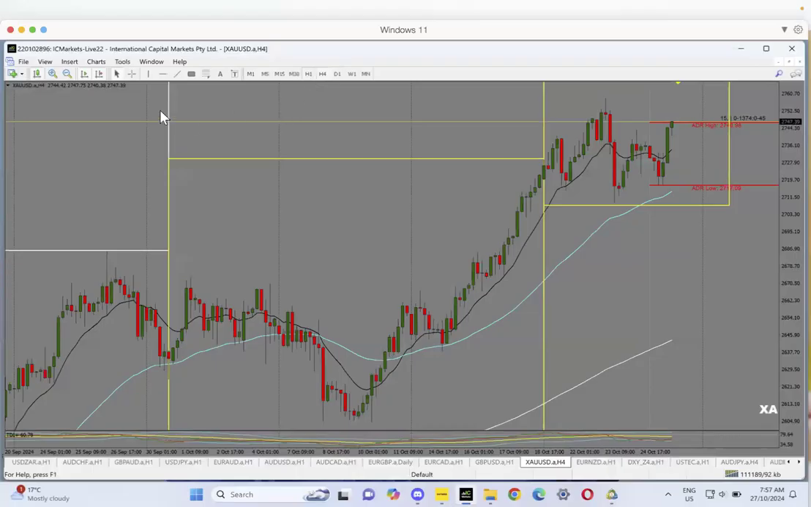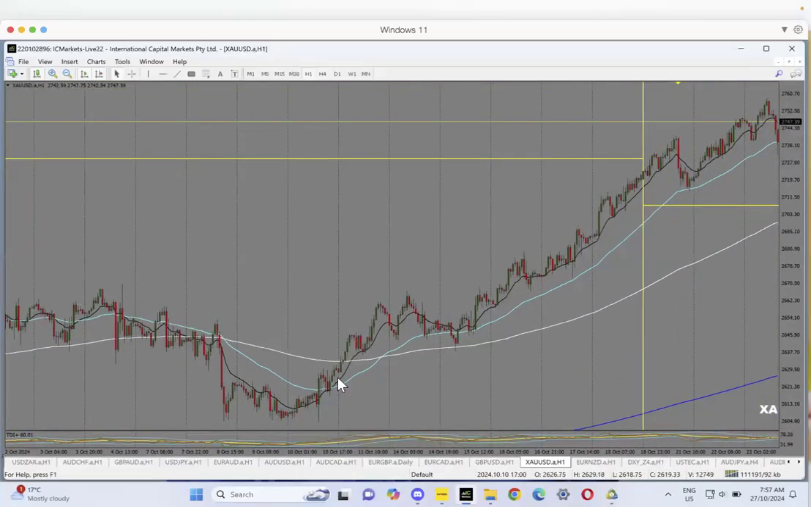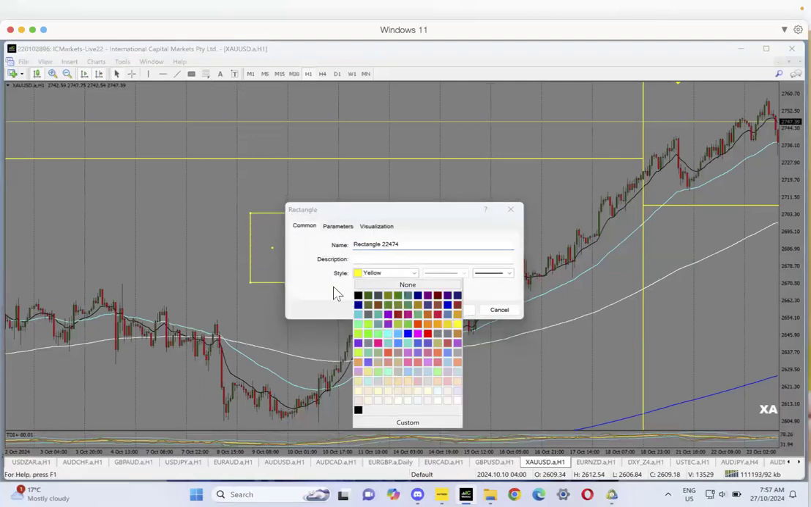Okay, going to H1, and from the peak formation, now this is where you then start to mark your levels because you are closer to the price of reference.